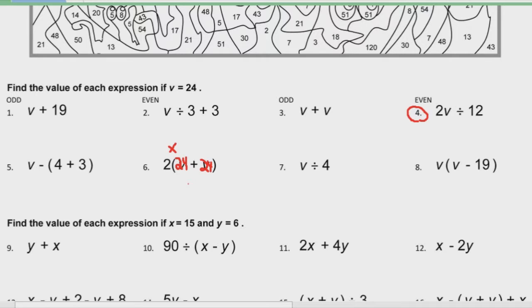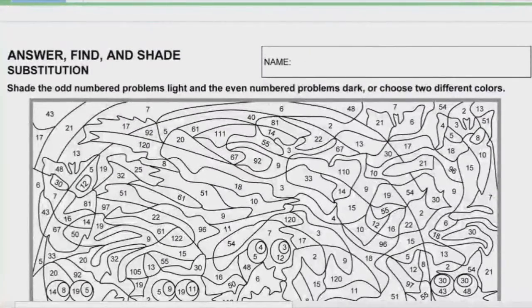Okay, welcome back. So you add 24 plus 24, which are in parentheses. So you have to do those first. You get 48, and then you had this 2 next to parentheses, which means multiplication. And 2 times 48 is 96. So you're going to get 96. You're going to find 96 up above, and since 6 is an even, you're going to shade it in dark.